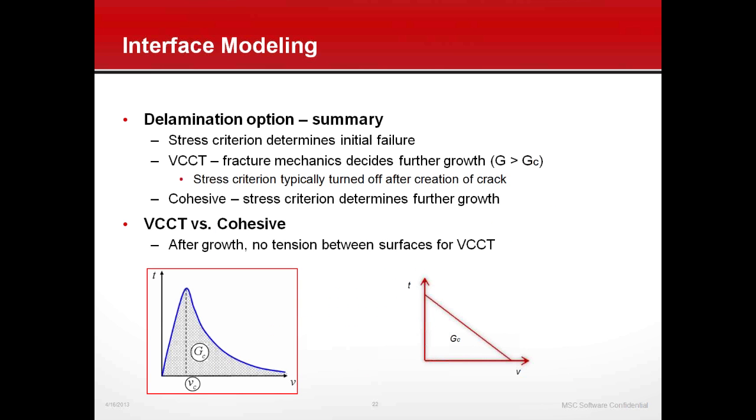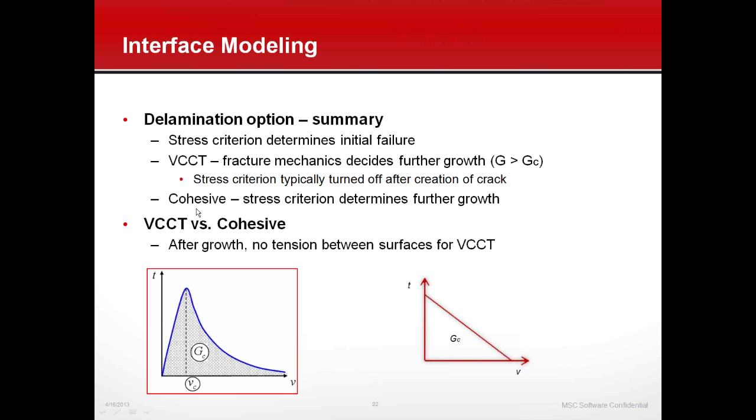And to sum up what we're doing here, when we use this option, we use the stress criterion to determine the initial failure. If we switch to VCCT, then we use the fracture mechanics to decide if it should grow further. And when we do that, we typically turn off the stress criterion because we don't want to have two potentially competing criteria. So we want the crack properties to determine if it should grow, and not a stress at a crack front where the stresses are kind of meaningless because they're very high due to the stress singularity. So you typically turn it off.